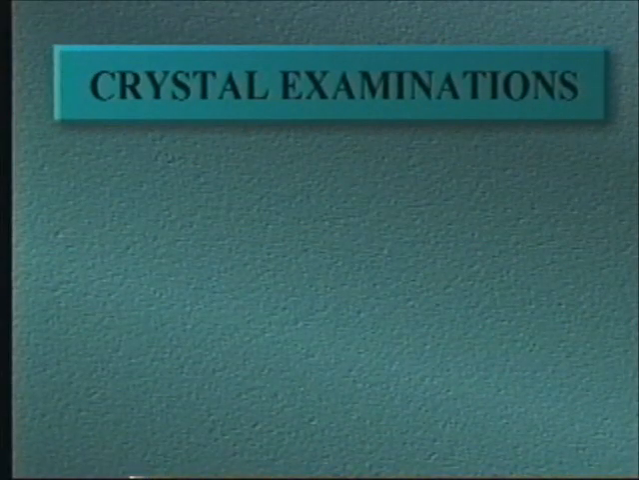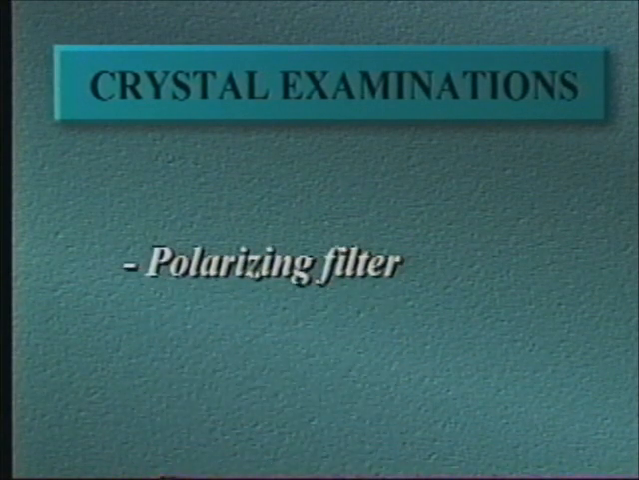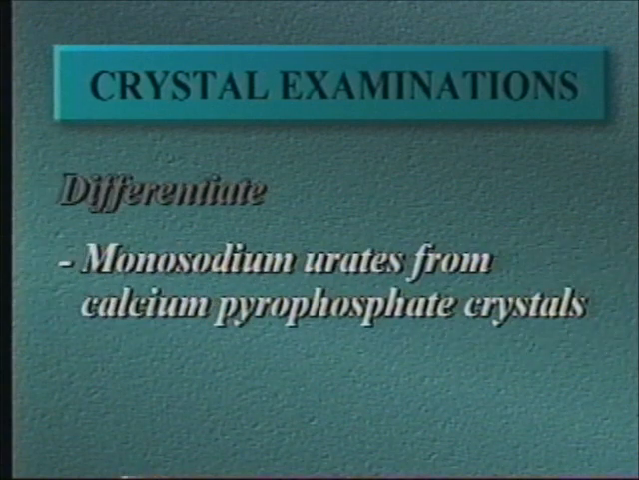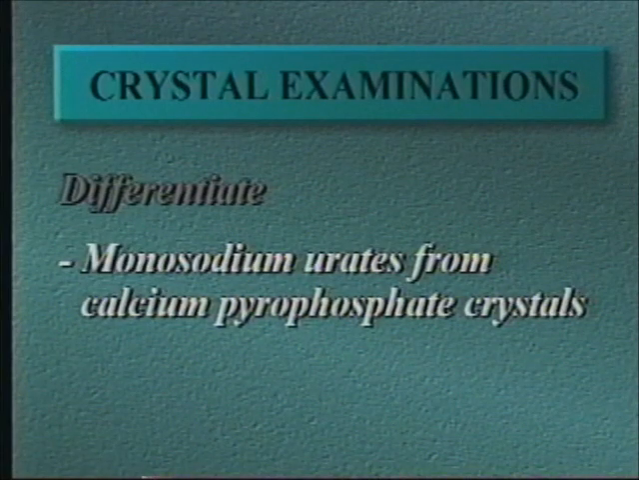Joint fluid exams are often done to diagnose crystal-induced inflammation. These are the group 2 fluids. To do an adequate job on crystal exams, you need a polarizing filter and a red compensating filter. This will help you differentiate between monosodium urate or uric acid crystals and calcium pyrophosphate crystals. And why would you want to do that? Because the cause and treatment are different.